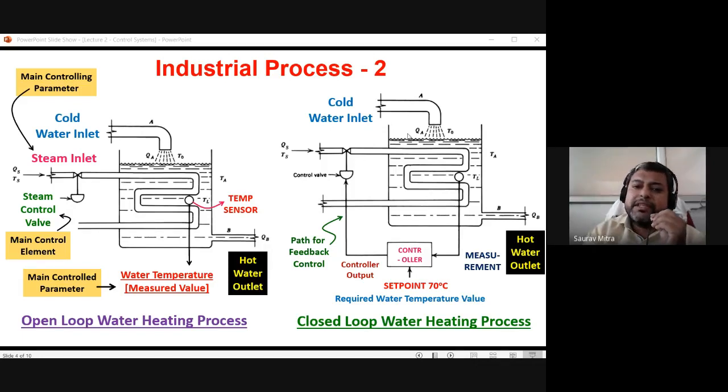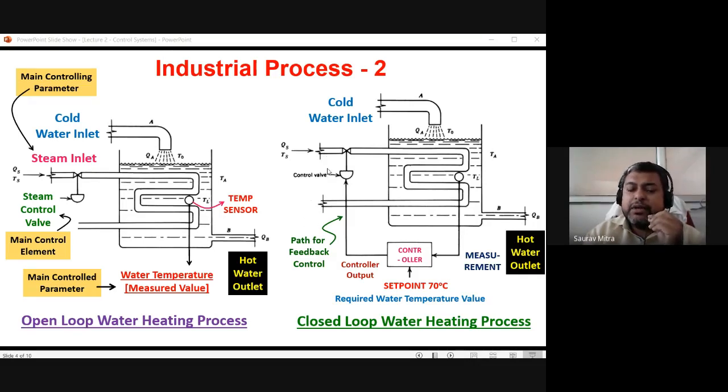Steam will come inside the water and the water will get heated up, and eventually this TL will become 70 degrees. The comparison of measured value and set point value will continuously go on inside the controller, which can be a microcontroller. And as soon as the water temperature becomes equal to 70 degrees, the controller output will tell the control valve, yes, now the water temperature is 70 degrees, you please close yourself. So in that case, the control valve will close itself.